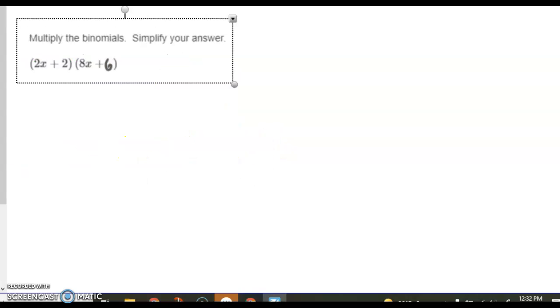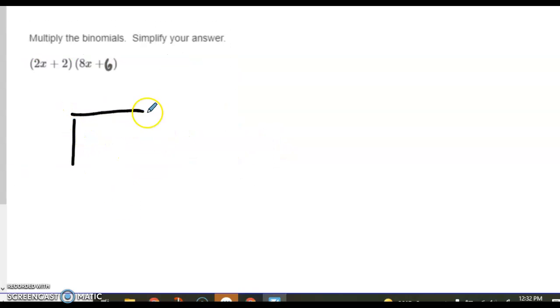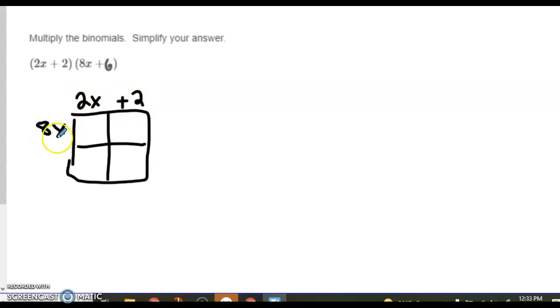We're going to practice another one of those. So I'm going to go ahead and make my box. It's a 2 by 2 box because I have 2 in each parentheses. So 2x plus 2, and then 8x plus 6, and then I multiply it out. 8x times 2x is 16x squared. 8x times 2 is just 16 with 1x. This one's going to be 12x, and then this one's going to be 12.